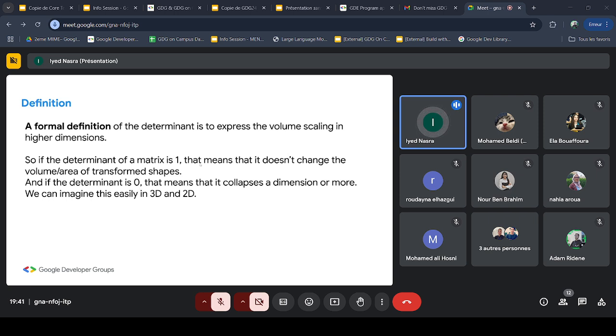And if it's 1, that means that it does not change the area. If it's more than 1, that means it's going to make the shapes bigger, and the opposite if the value is between 0 and 1, making the shapes smaller.